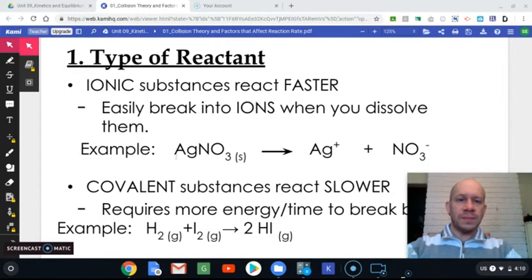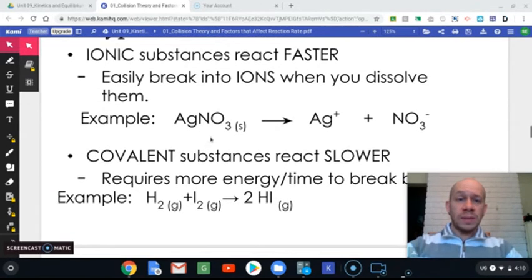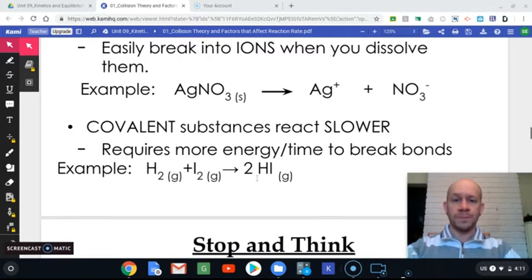For example, when I put silver nitrate solid in water, it breaks apart, it disassociates into its ionic components, silver ion and nitrate ion. Covalent substances react slower because it requires more energy or time to break the bonds. So, for example, H2 is strongly bonded together, I2 is strongly bonded together, so it's more difficult for these covalent substances to react because it requires more energy for them to break and reform.